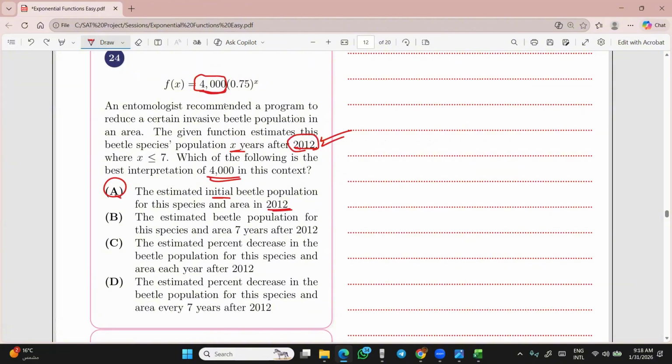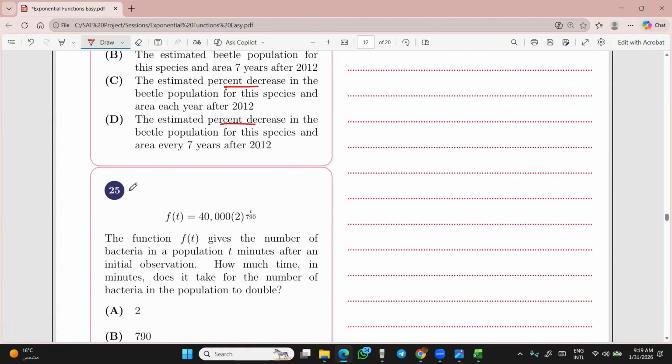It's 0 years. Letter C, the population, and this is the estimated percent decrease. Percent of decrease, of course, is not this. It should be 0.75, not 4,000. The question asks about 4,000. Letter D, percent decrease, of course, that's not the same. So you have to choose letter A.